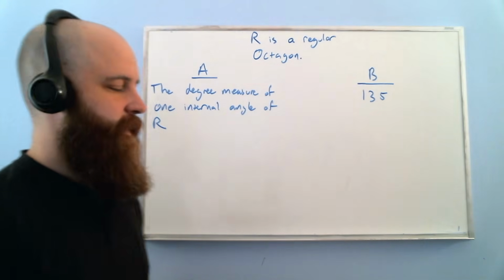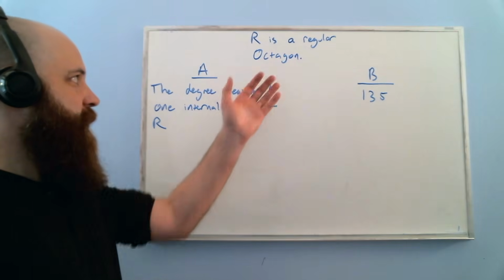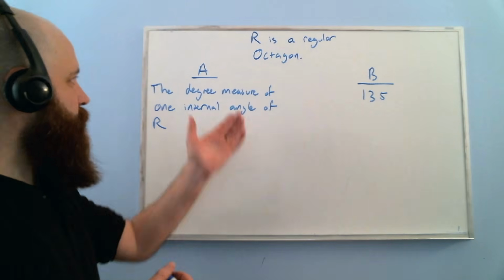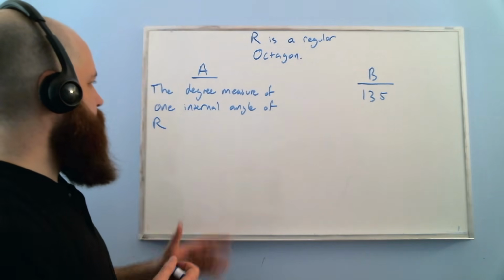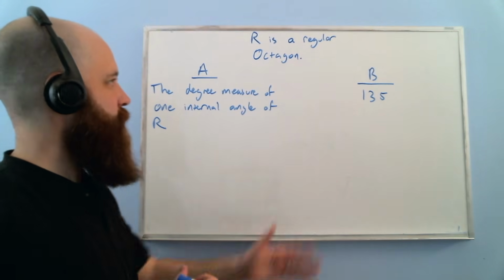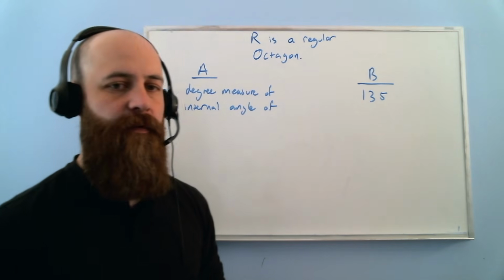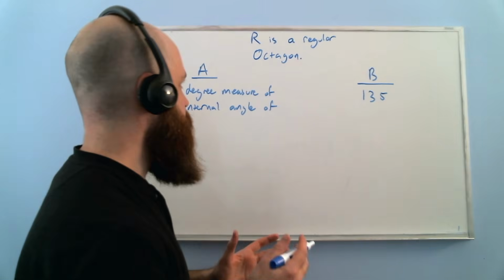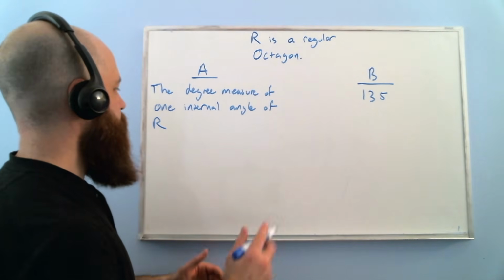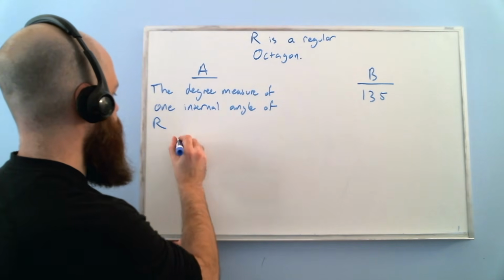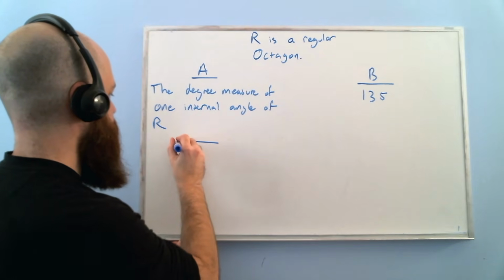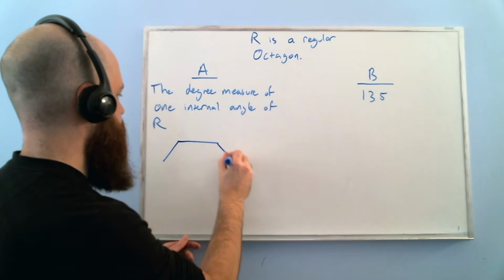Okay, another quantitative comparison question here. R is a regular octagon. So which is bigger? Quantity A, the degree measure of one internal angle of R, or quantity B, 135. Okay, so let's sketch what we have here, a regular octagon. Okay, so that's an 8-sided shape. It's going to look something like a stop sign.